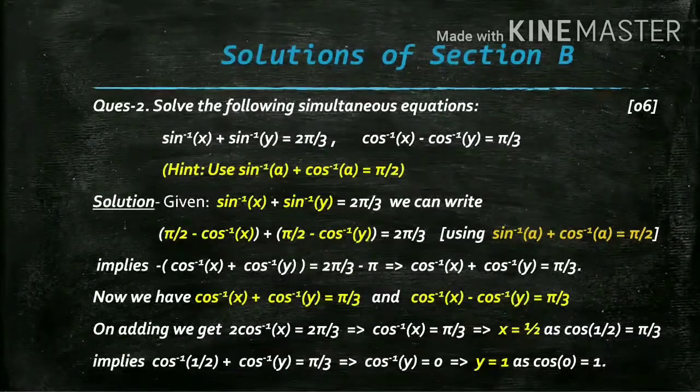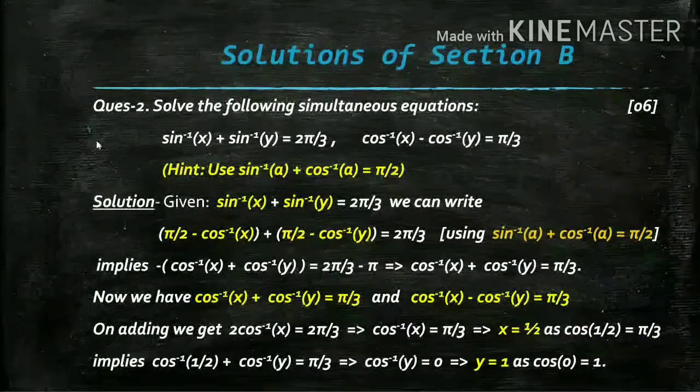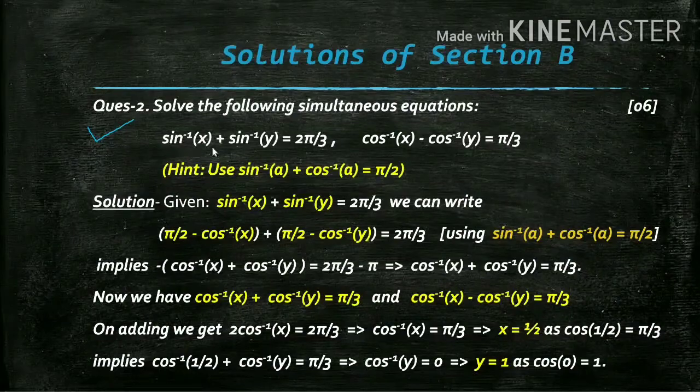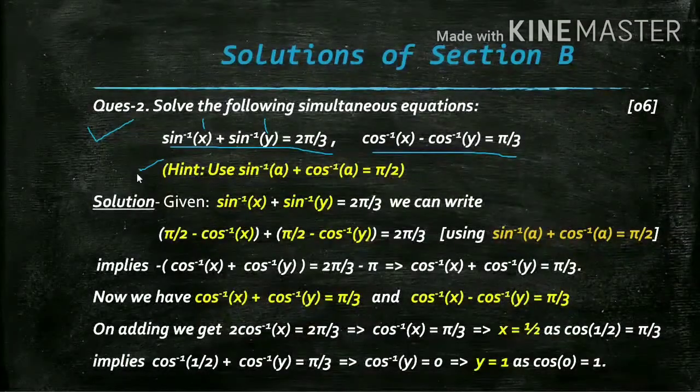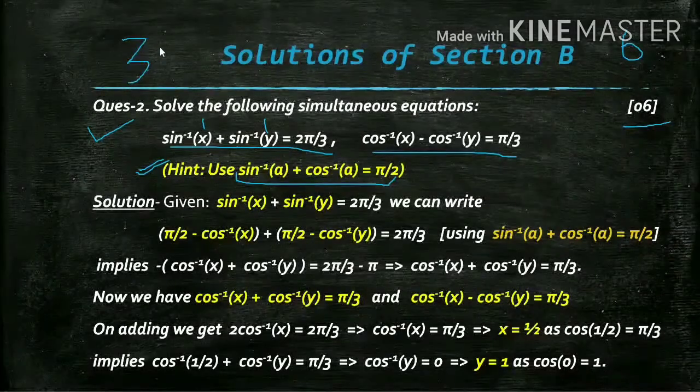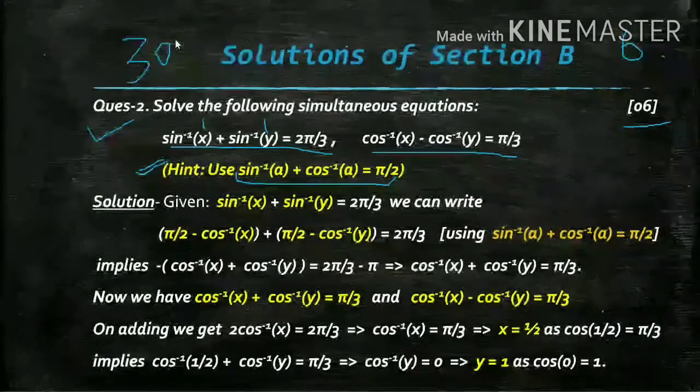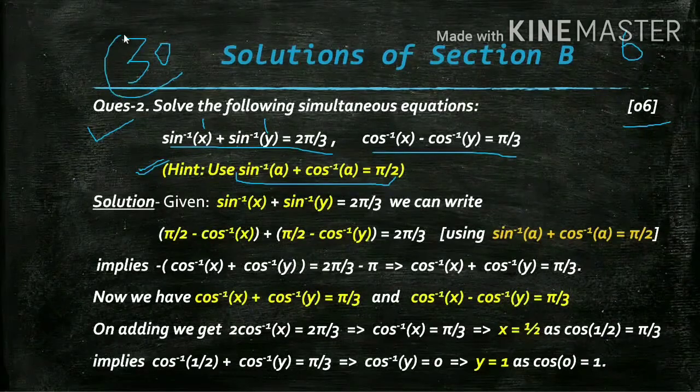So question number 2 was also easy. It was giving you two equations and you need to solve them, that means finding the values of x and y. And a hint is also given to you, that means again you need to use a simple fact that sine inverse of a plus cos inverse a would be pi by 2. It was a 6 marks question. Each question in part B is of 6 marks and you need to attempt 5 questions. So in total this consists of 30 marks. So grade yourself the marks accordingly.